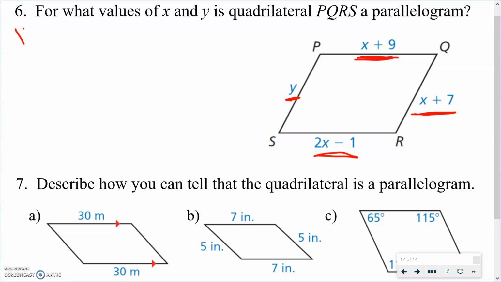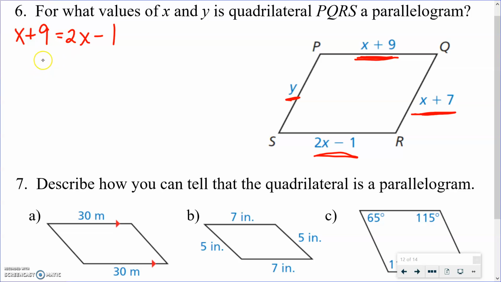So I'm going to set x plus 9 equal to 2x minus 1. And again, that's because I have x as a variable in both of those. And then once I have that x, I can use it to help me find y. But I want to do that x first, otherwise I wouldn't be able to solve for y.